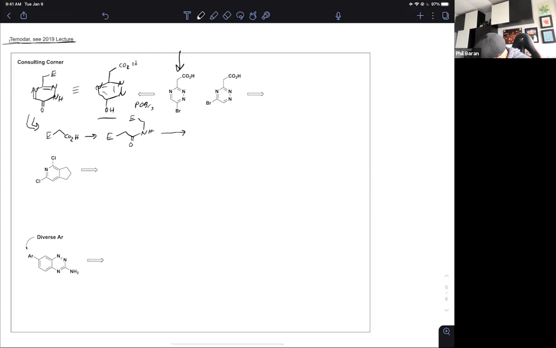Now, to convert that to the product, on paper, what I would need to do is treat this first with hydrazine, hope and pray that it adds there. Then I need to treat this with ammonium acetate, then some sort of oxidant, and then finally POBr3 or POCl3. That gets us to intermediate A, let's say.